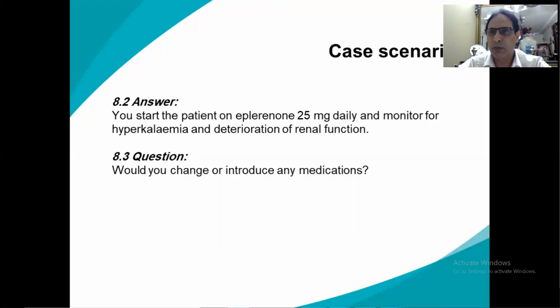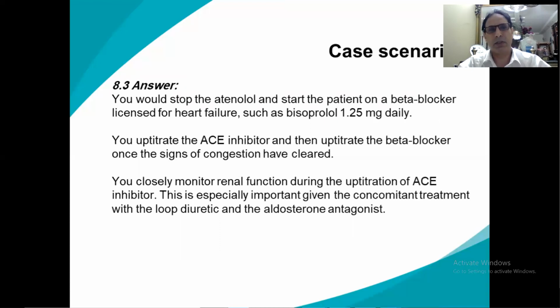Almost always, patients with ischemic heart disease and heart failure should start with all the medications mentioned previously. Would you change or reduce any medication? The answer: yes, you should stop atenolol. There is no role for atenolol, as I mentioned. You should start drugs that have been licensed for heart failure, such as bisoprolol or metoprolol. You should uptitrate the ACE inhibitor and beta blocker, with close monitoring of renal function, especially with concomitant loop diuretic and aldosterone antagonist. In such cases, one of them can balance the effect of the other.